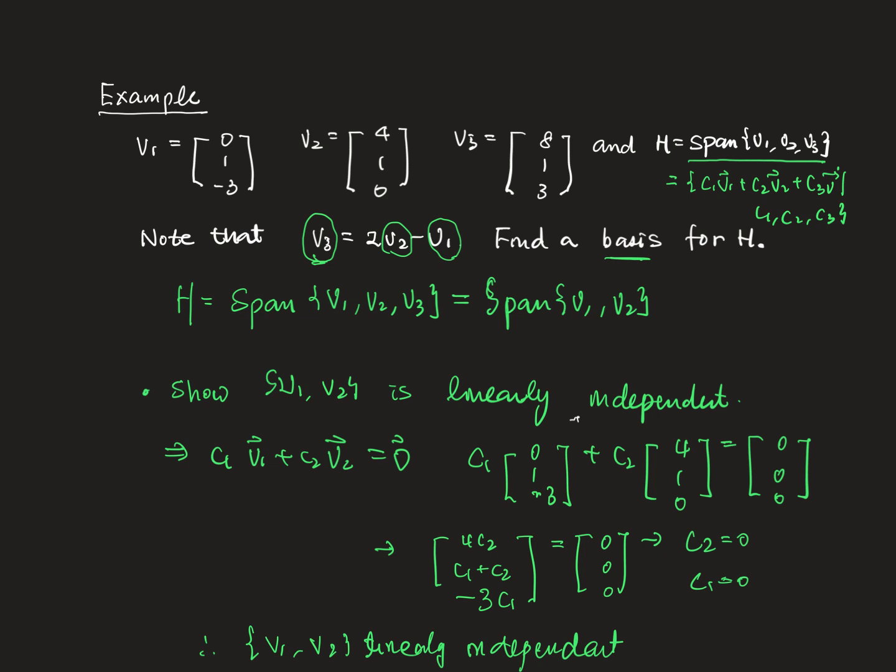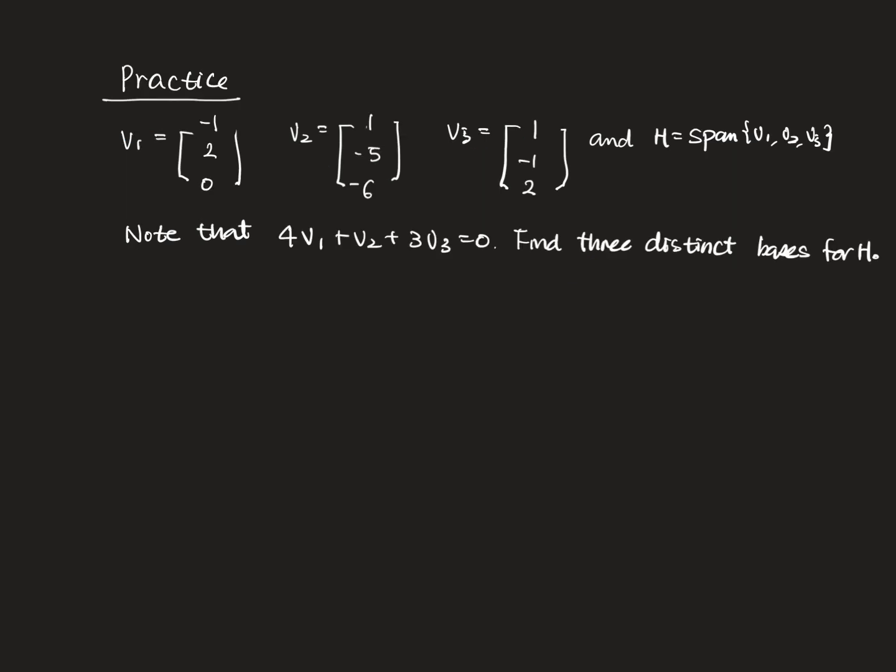Guys, go back to the top. This example showed how to use the spanning set theorem. You have three vectors, but V3 is a linear combination of V1, V2, so we remove it. Only take V1, V2. That's a basis for H. Okay, next, let's practice. I give the same kind of question. The problem is right there.